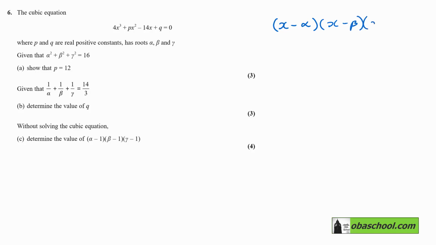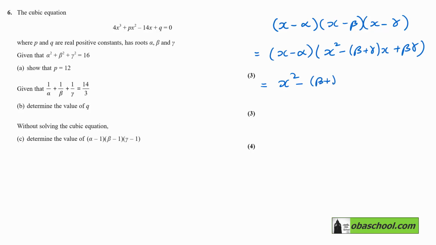beta, and gamma. So expanding that out, we get x minus alpha, then I'm going to have x squared, take away beta plus gamma x plus beta gamma. Expanding out again gives me x squared, take away beta plus gamma x squared. Sorry, the first one will be x cubed.